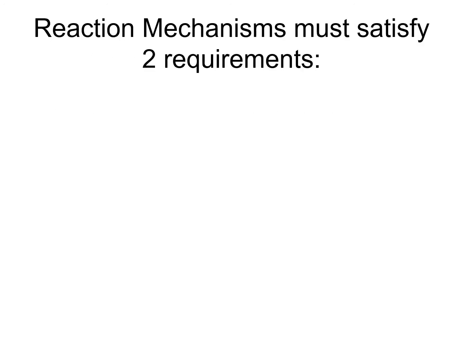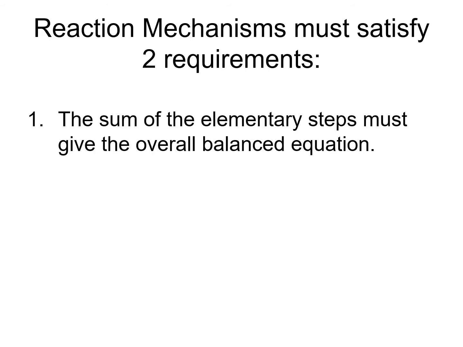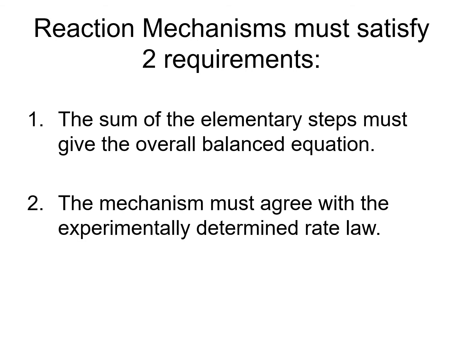So we have two requirements. The first one is the sum of the elementary steps must give us the overall balanced equation. We just have to double check that. And the mechanism must agree with the experimentally determined rate law. Now we're not going to actually look at any experimental data. We're actually going to be able to come up with the rate law based on one of the elementary steps, and that's something that we'll come to here.